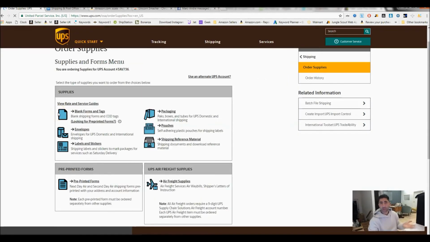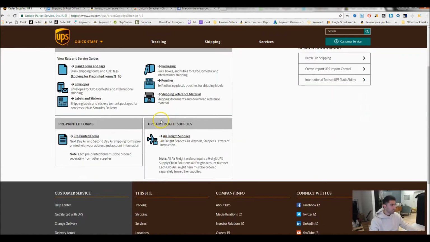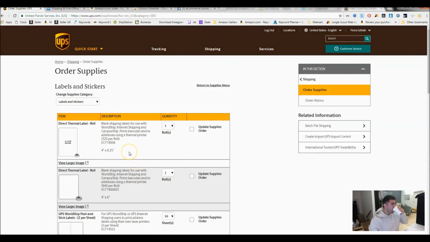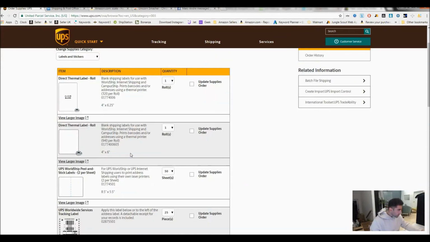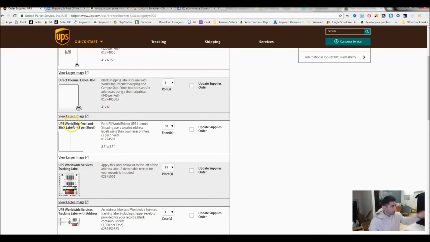Next, you're going to need shipping labels. UPS provides these for free. Shipping boxes, sometimes you can get them for free, but we'll go ahead and do that next. But if you go to UPS and go to labels and stickers, you can get the UPS World Ship peel and stick labels, two sheets per paper.